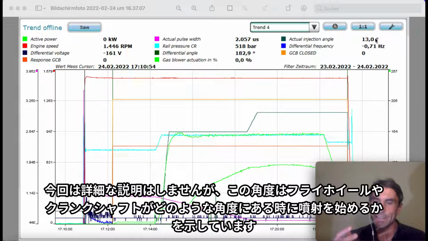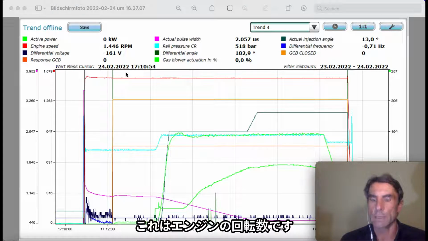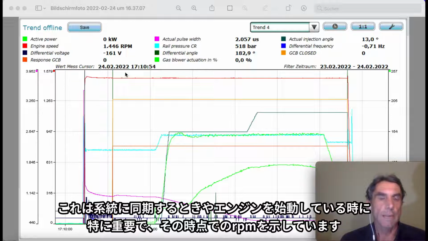So that means in degrees, on what position of the flywheel or of the crankshaft we start to inject the diesel into the combustion chamber. So the red one here, it's going straight up and then stable on a high level here. This is the engine speed. And for that, it's important, if we would like to see the synchronization or the startup phase, that we can see how the speed of the CHP is.